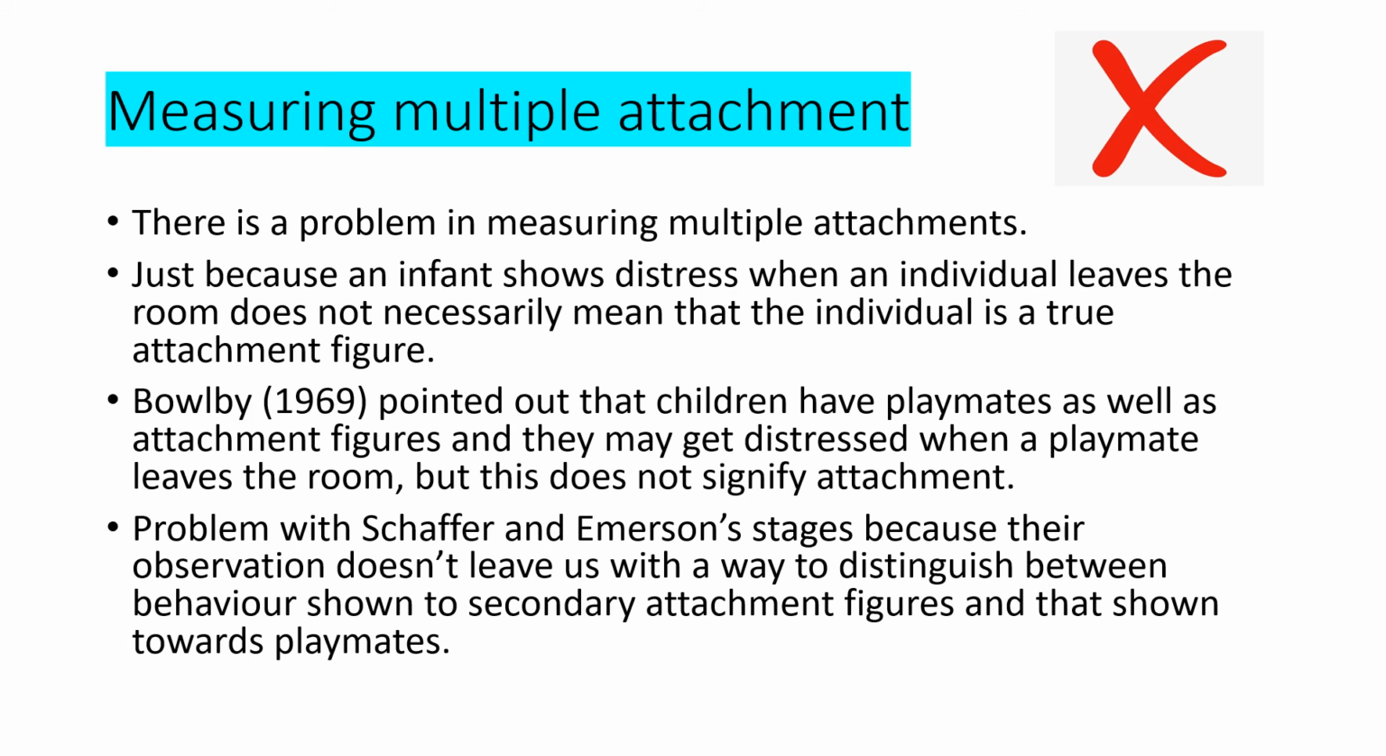A further limitation is measuring multiple attachment. So we have a great difficulty here in terms of measuring multiple attachments. Just because an infant shows distress when an individual leaves the room, it doesn't mean that the individual is a true attachment figure. If you think of a child playing with a playmate, if the playmate leaves the room, the child left in the room may get distressed. But that does not signify attachment. So this is a problem for Schaffer and Emerson's stages because their observation doesn't leave us with a way to distinguish between behaviour shown to secondary attachment figures, like brothers and grandparents, and that shown towards playmates.